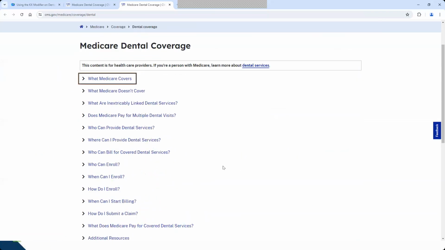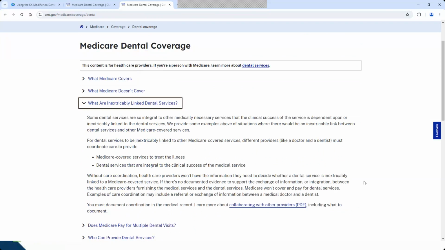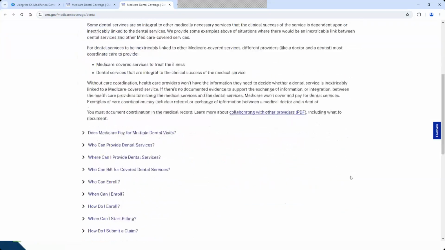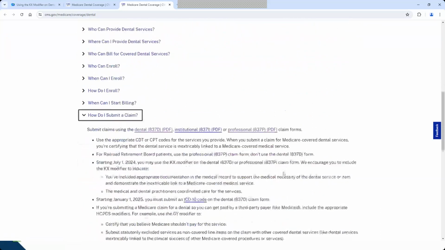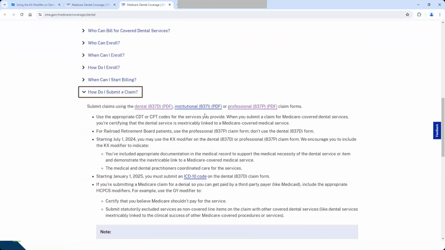See how it opens there. Now the first one is actually the third subsection, and that's what we're talking about today: Inextricably linked dental services. So again, it gives you an overview of what CMS is expecting there and places you can go for more information. If we scroll down to the section titled, How Do I Submit a Claim? That's a little bit of what we've been talking about in just the last couple minutes. The 837D, the 837P, some information on the GY modifier that we just mentioned.